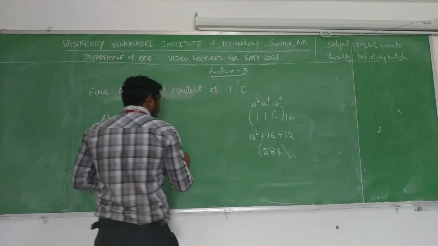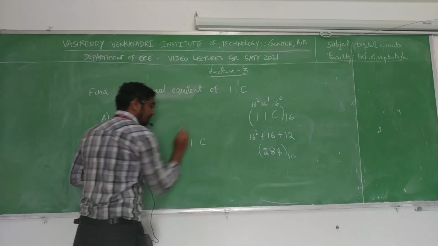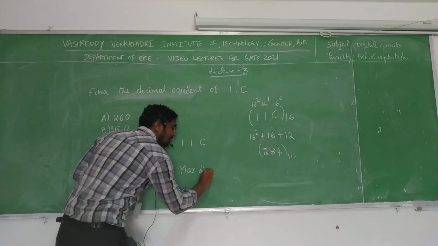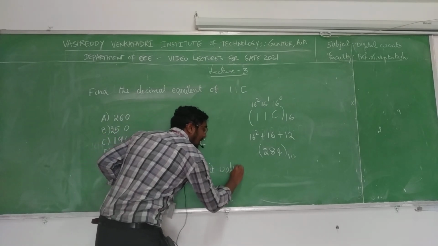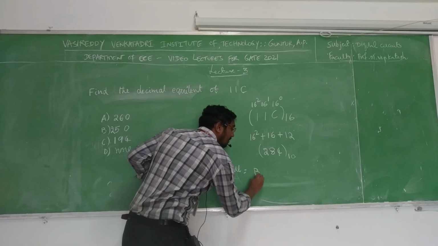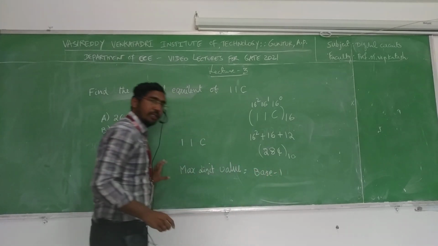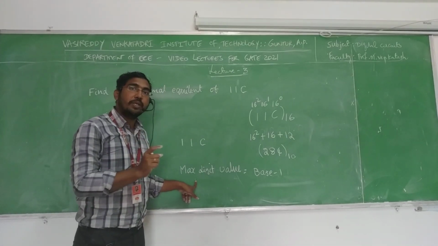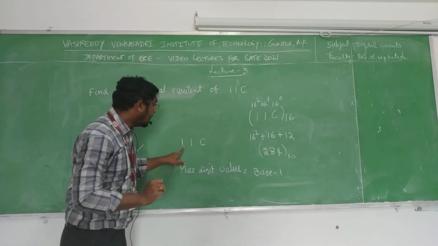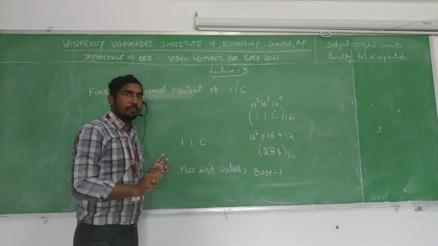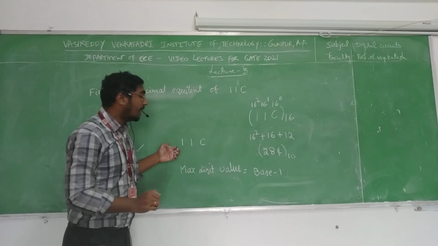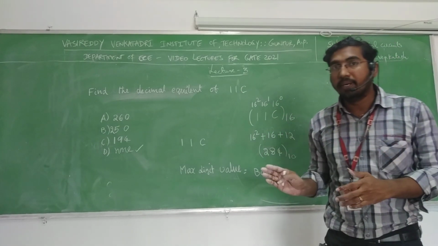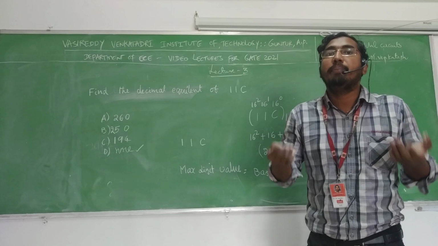We understood there exists a relationship between base and maximum digit value. If we consider 11C, the relation is: the maximum digit value in any base will be equal to base minus 1. Right? This was the result we understood in lecture 1. You can cross check that lecture. Now here in this problem, it is 11C. We can use this relation in order to find out the base. It means they haven't given the base of the numbers and they wanted us to find the base first.